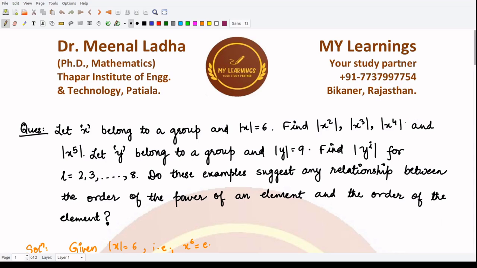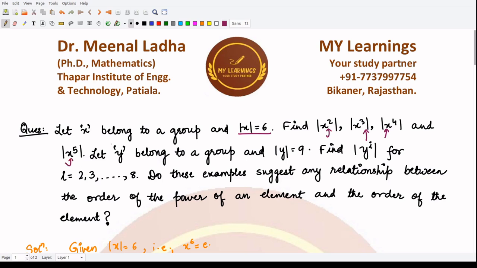In this video, we'll be solving this question which states that if x belongs to a group and the order of x is given to be 6, then they are asking you to find the order of x square, x cube, x raised to power 4 and x raised to power 5. Right, this is one part of the question.